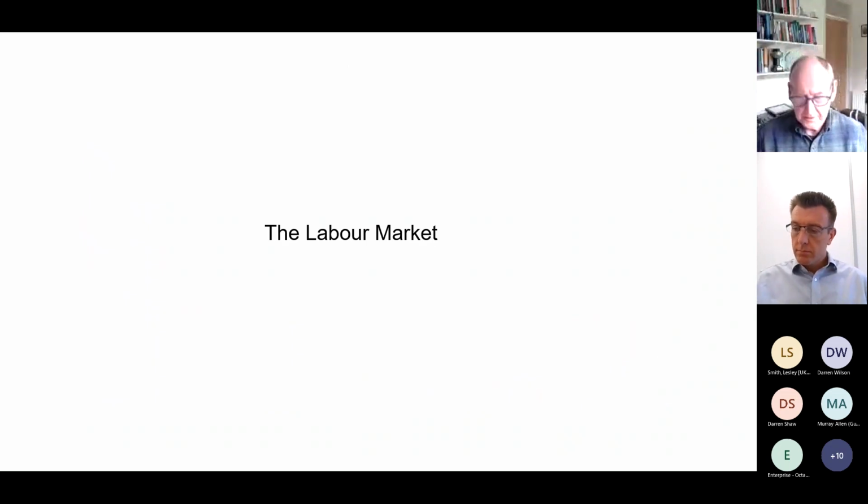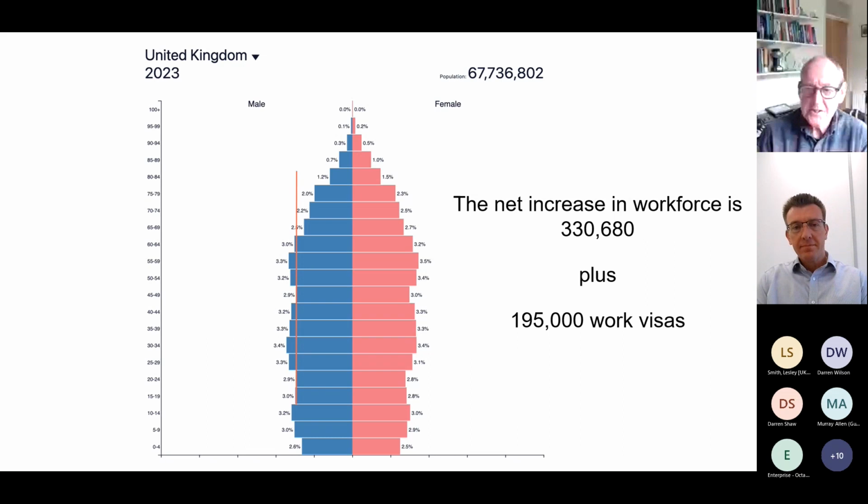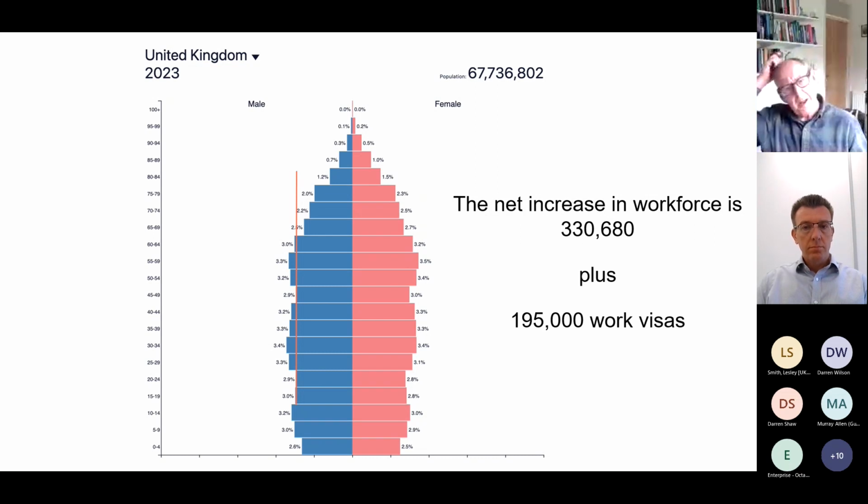We need to look at the labour market. After all, that's why you're online, I guess. And here we go. This is the demographic profile of the UK this year. I don't have time to drill you into the detail, but I'll just tell you, the net increase in the workforce this year, 330,000 plus 195,000 work visas. So about 500,000.